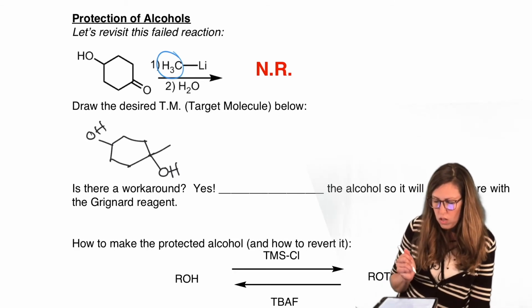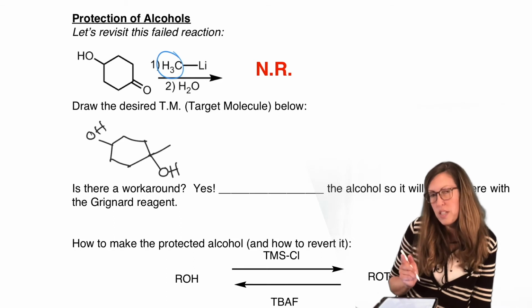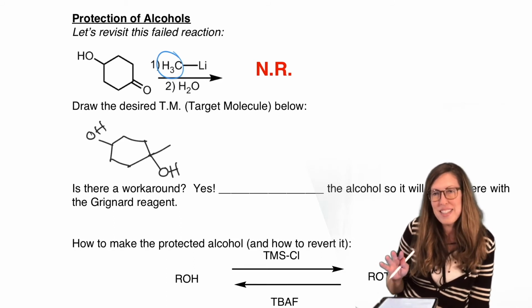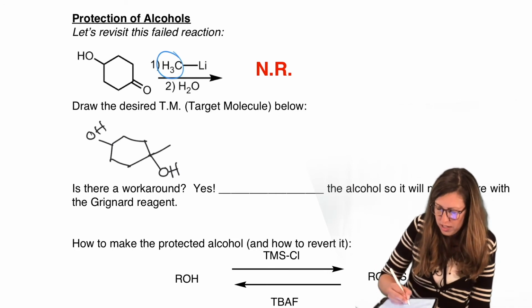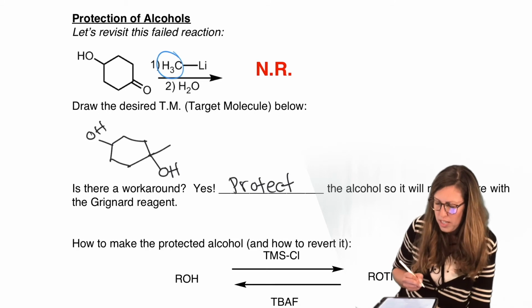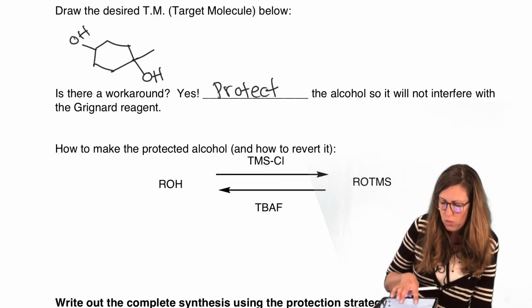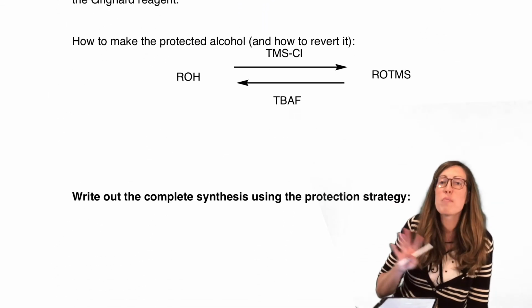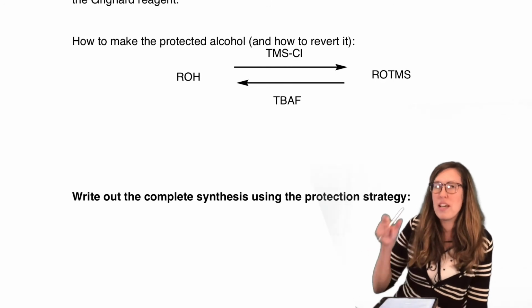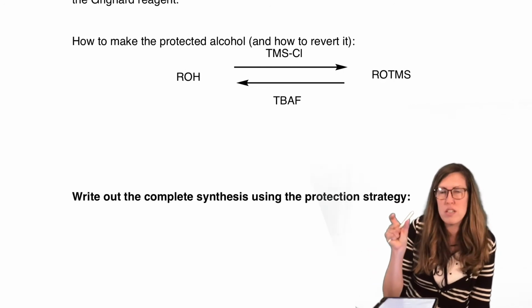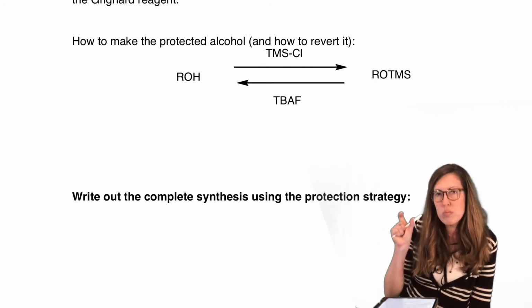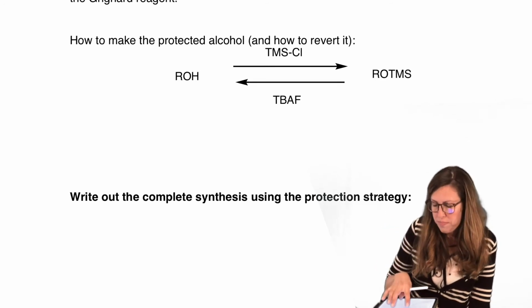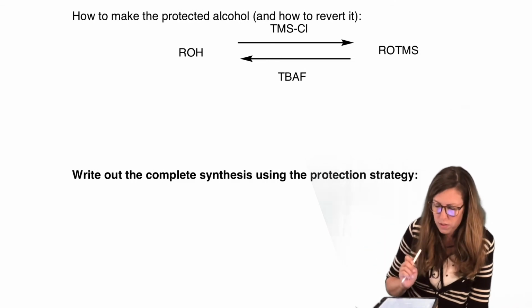The one way we can get this to work is a sort of masking, disguise technique. It's called protecting groups. It's a big strategy in organic synthesis. So we're going to protect, that's a technical term there, the alcohol so it will not interfere with our Grignard reagent. There are a lot of protecting groups out there. On my bookshelf in my office, I have a fat book called Protecting Groups in Organic Synthesis, and that's still not exhaustive. But we're going to look at one really well-known one, and that's the only one we're really going to focus on this semester.